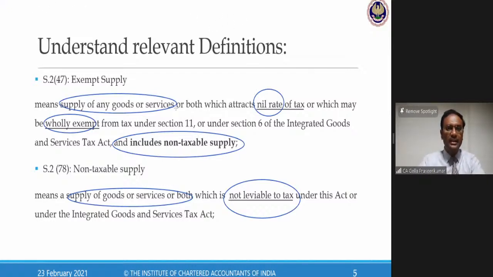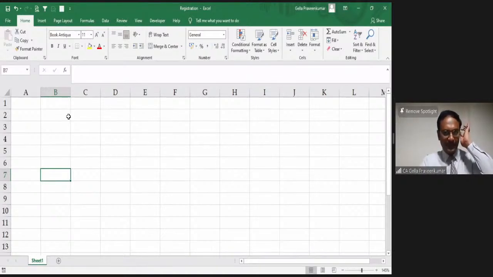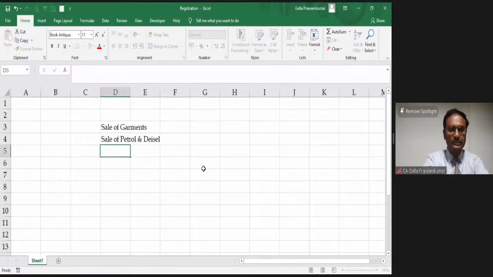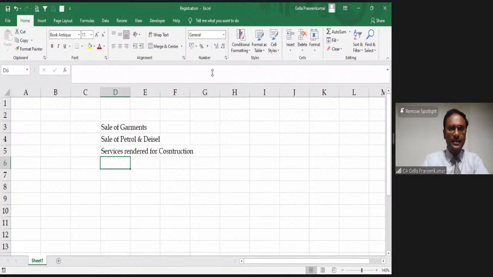For a moment, I'll go back to my Excel file to show you a couple of examples for better understanding. Let me know if you are able to see my Excel file. Let me start typing here. Hope you are all able to see my Excel file. Let me get a confirmation from you. Please confirm, are you able to see the Excel file? Once you confirm, I'll go ahead.